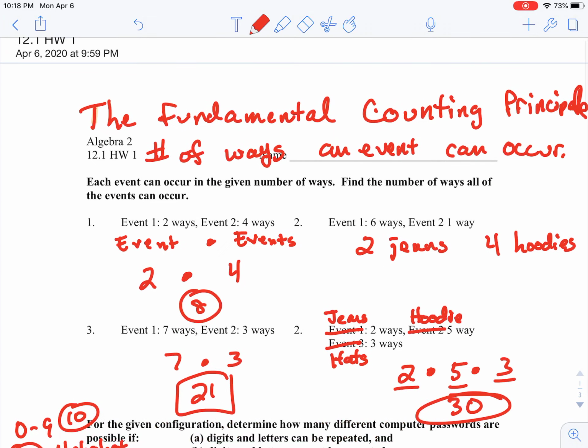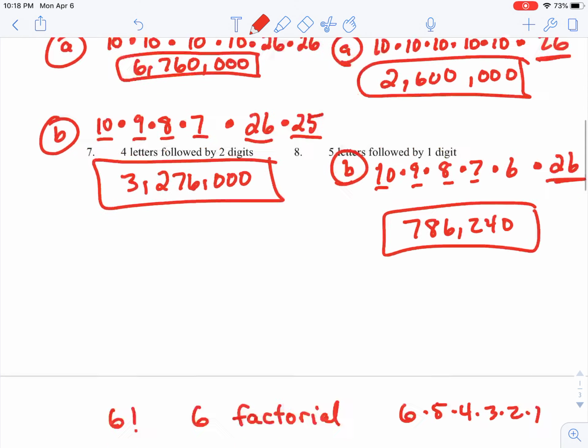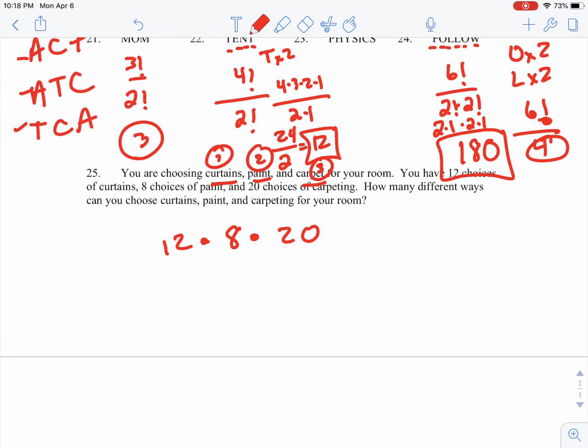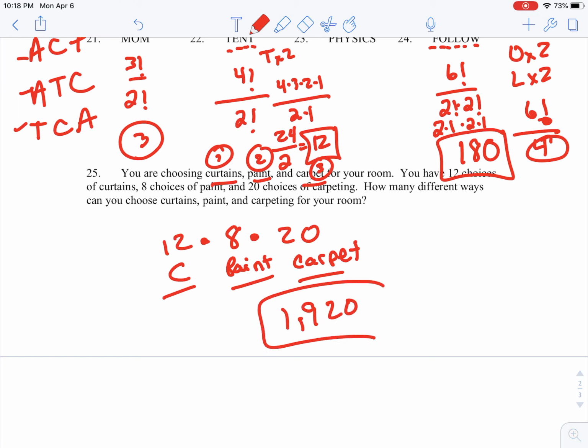Way up at the top, we called it events. Then we talked about jeans and hoodies. So this is curtains, paint, and carpet. You're just multiplying all the curtains by all the paints times all the carpets. That's it. It's a word problem. It looks like it's a big deal, but it's not a big deal at all. 12 times 8 times 20. Oh, I think I did that wrong. 12 times 8 times 20: 1,920 ways to do this.